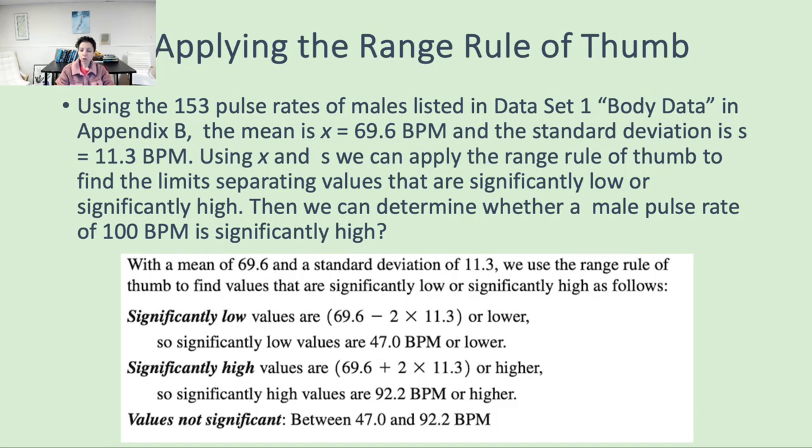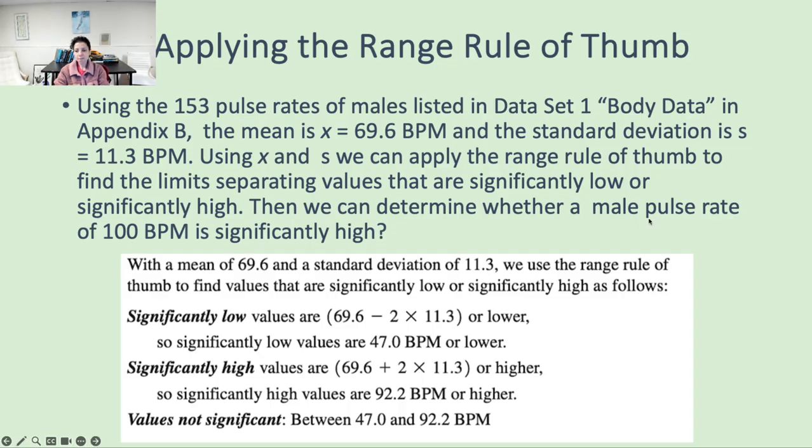Now, for the significant high group, we take 2 times the standard deviation and add it to the mean, and that gives us 92.2. So anybody with a pulse rate greater than 92.2 has a pulse that is significantly higher. And the range of not significance is between 47 and 92.2.